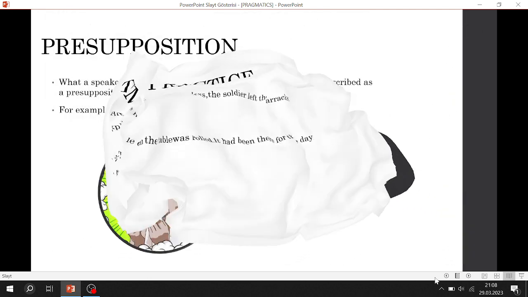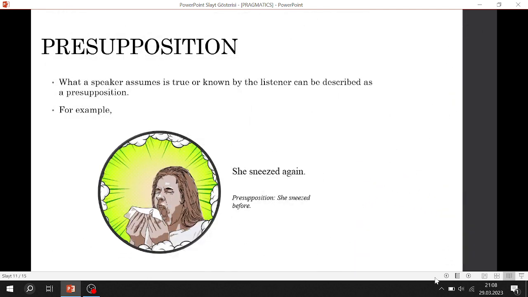Let's move on. Presupposition. What's presupposition? If we carefully look at these pictures, we easily can understand what is meant by presupposition. Presupposition is what a speaker assumes is true or known by the listener. For example, "She sneezed again." What is the presupposition? We understand that she sneezed before.